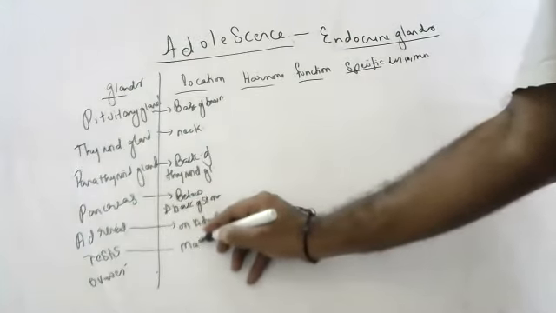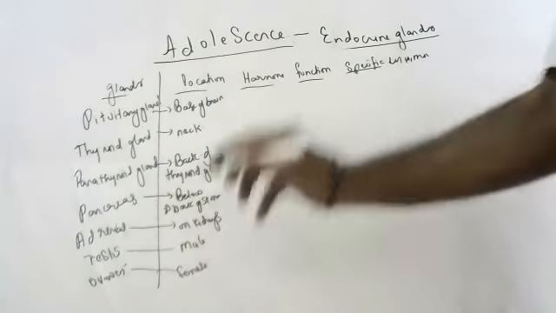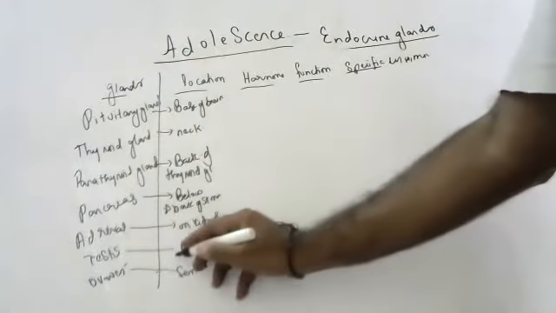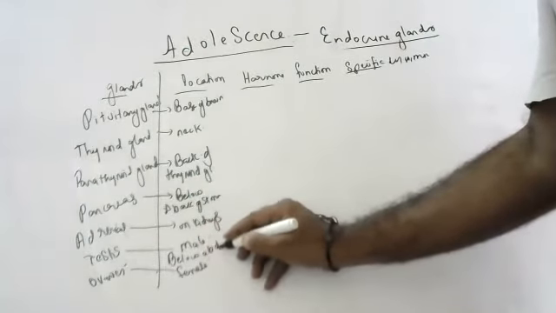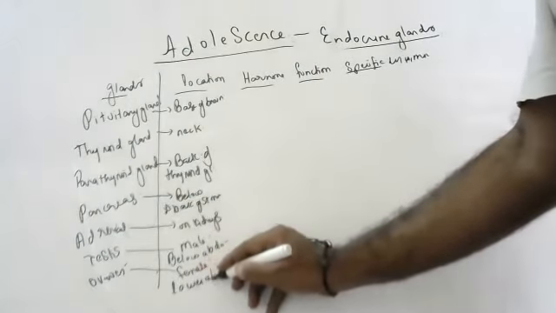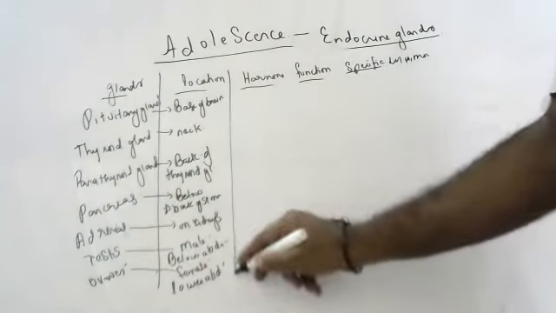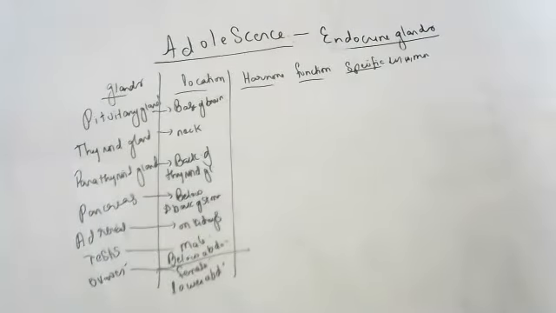Testes are present in males, children, and ovaries are present in females. In males, where are they present? Below the abdomen. In females they are present in the lower abdomen. There is a lot of difference between below abdomen and lower abdomen. Lower abdomen is the lower part of the abdomen. Below abdomen means outside and below the abdomen.